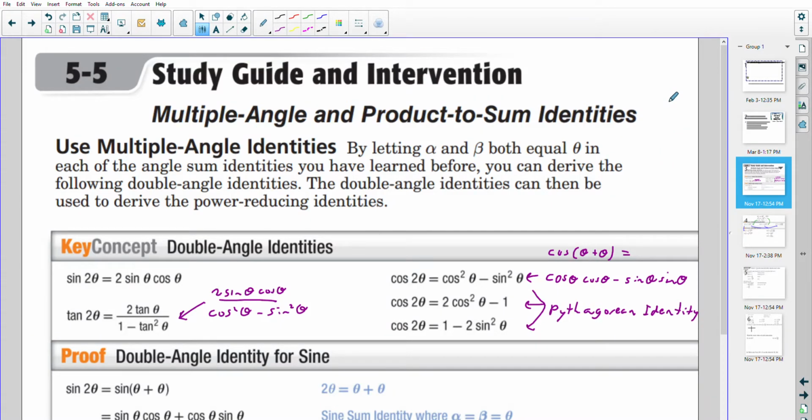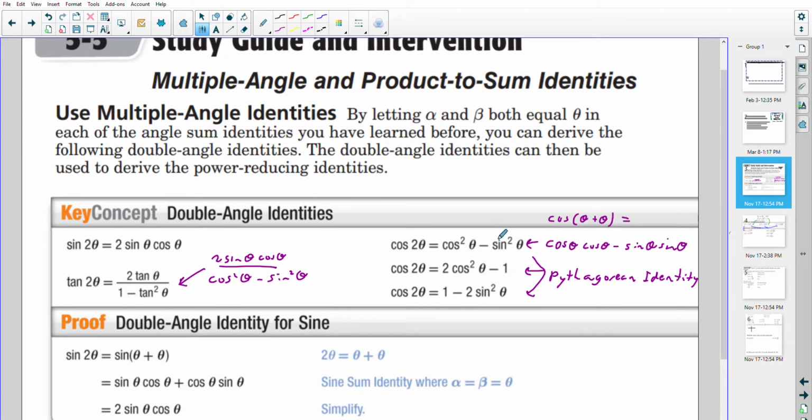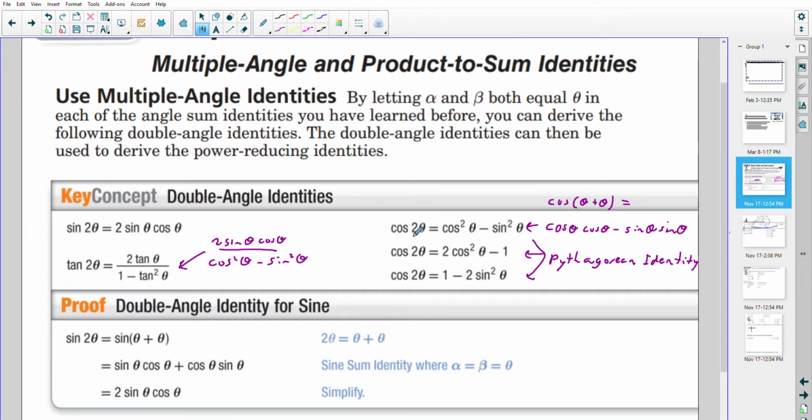Trig identities have multiple angle identities as well, and multiple angle identities can go in several different forms, such as the double angle identities for starters. And I'd like to start a little bit by showing you where these double angle identities come from.